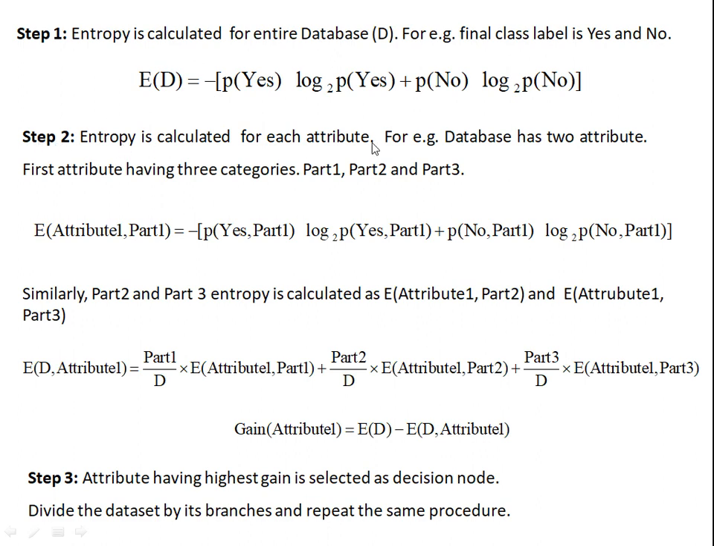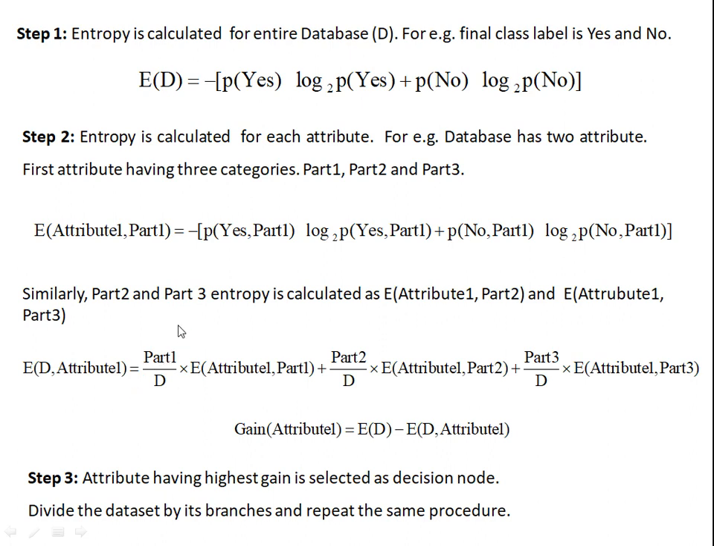Step 2. Entropy is calculated for each attribute. Now just make assumption that database has 2 attributes. First attribute has 3 categories, part 1, part 2 and part 3. So we require to calculate the entropy for that particular part of that particular attribute. So it is nothing but yes for part 1 and no in part 1. Similarly, we calculate for attribute 1, part 2 and part 3, and after that we calculate the entropy for entire attribute with respect to particular proportion.